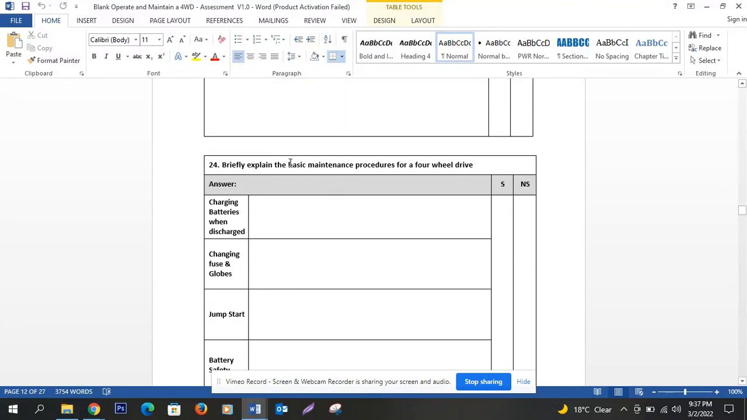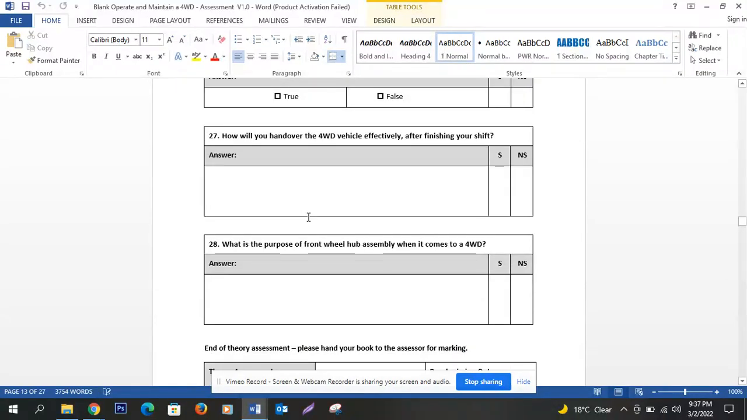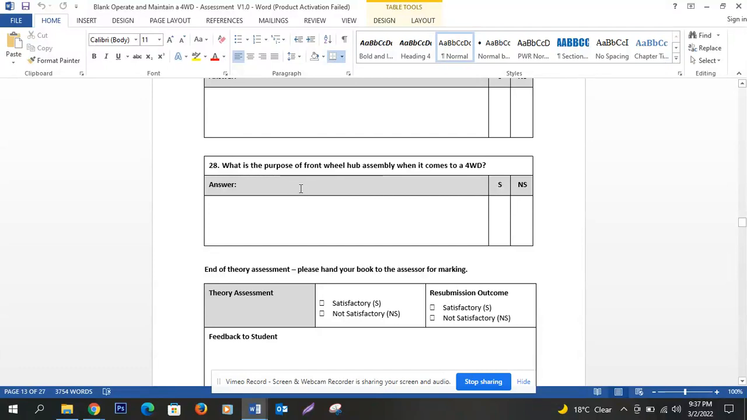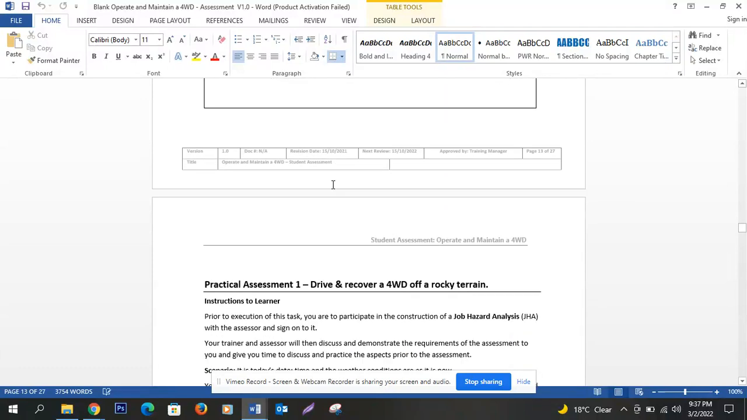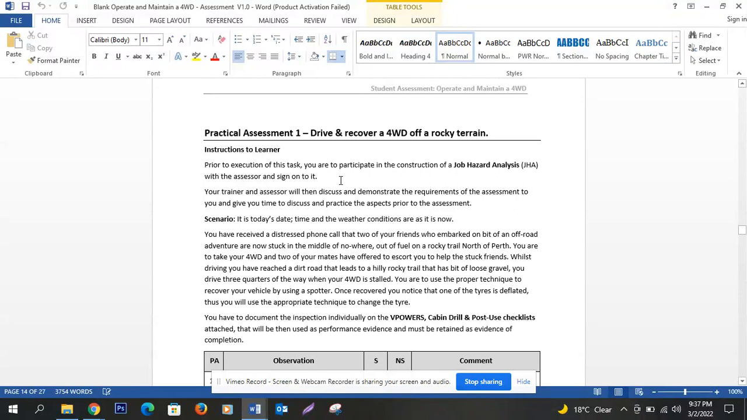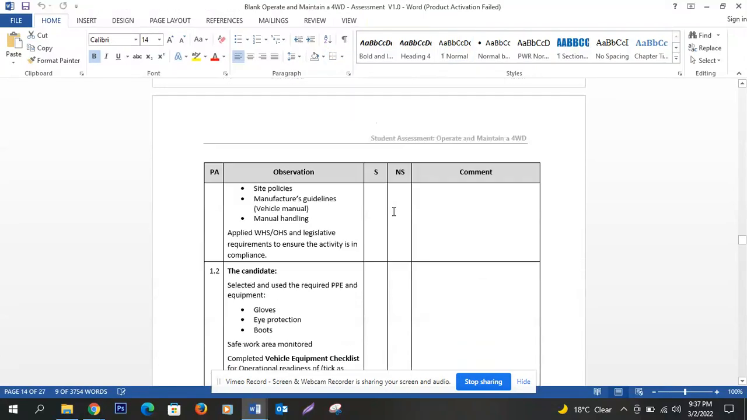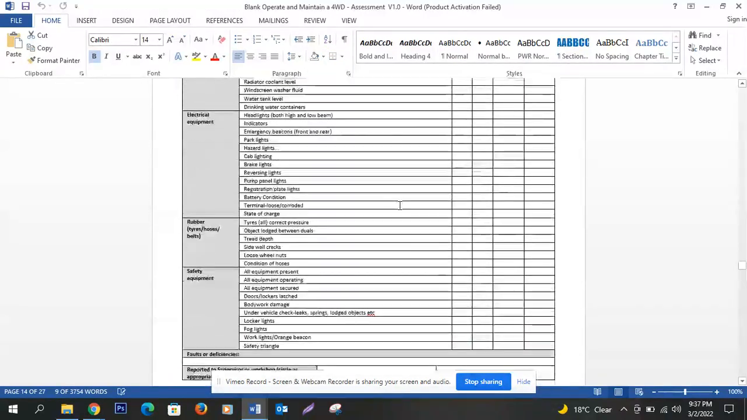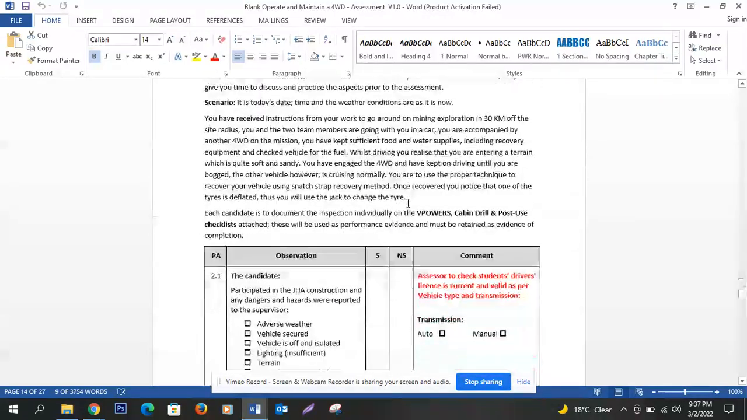For example, over here, I'm writing the basic maintenance procedure for the four-wheel drive. I'm asking them about certain strategic things that they have to do and think about if something has malfunctioned, or when they're in the industry setting, what they could actually face or find. Then I've got the things written around driving and recovering a four-wheel drive off rocky terrain. And then I could have the other one as well, practical two.